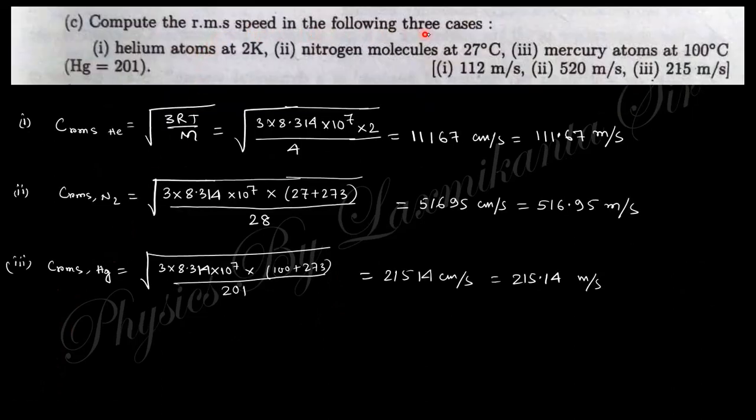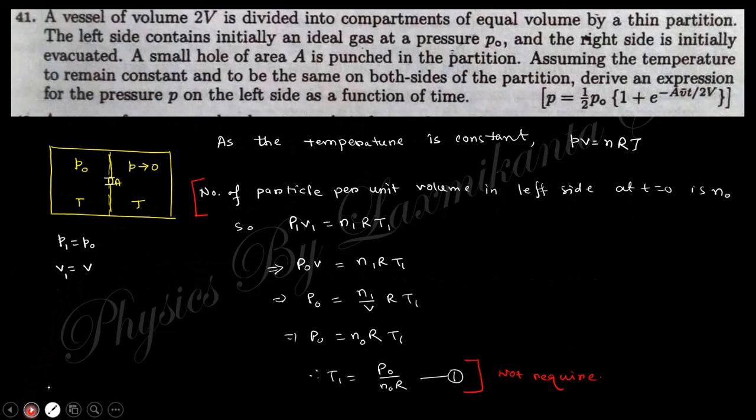Compute the RMS speed in the following three cases. First one, helium atom at 2 Kelvin. So the RMS velocity is root under 3RT by m. Yes, so this is very simple. Just knowing this formula, put this value, you will get the answer. Go to the next one.